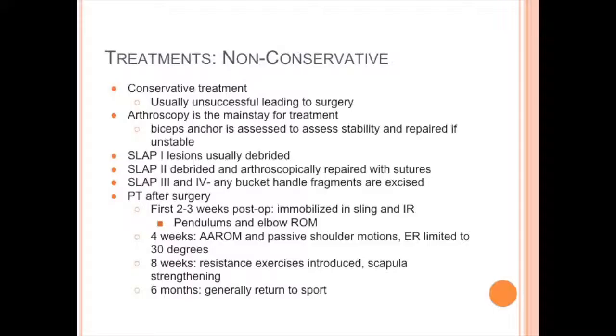For the first 2 to 3 weeks post-op, the patient is going to be immobilized in a sling in internal rotation. They're going to do pendulums and elbow range of motion. At 4 weeks, we're going to start with active assisted range of motion and passive shoulder motions. External rotation is limited to 30 degrees at this time. At 8 weeks post-op, resistance exercises are introduced, and we're also going to especially work on scapular strengthening. At 6 months, the patient can generally return to sport or whatever activity they were doing prior to the injury.